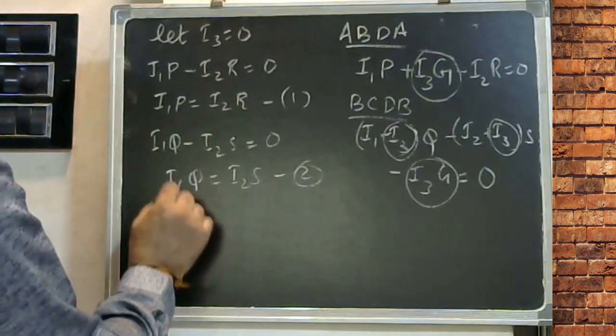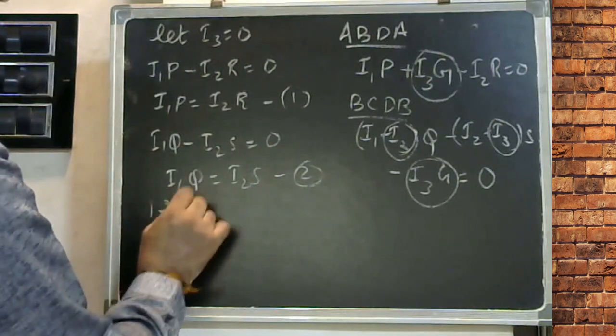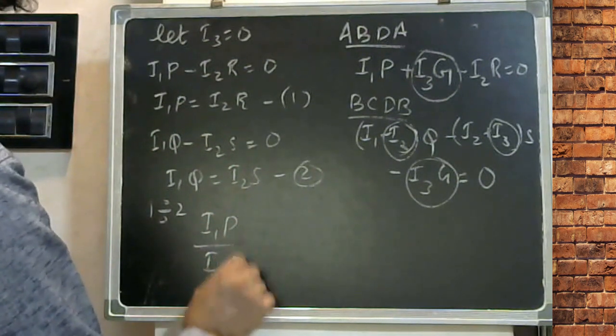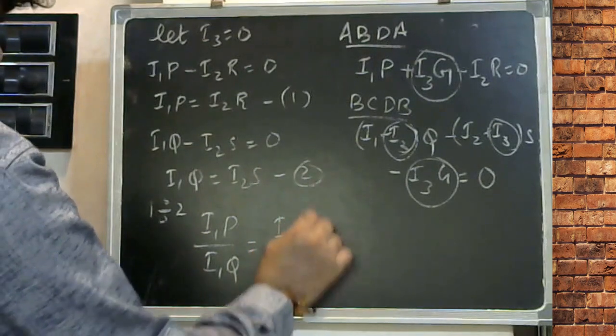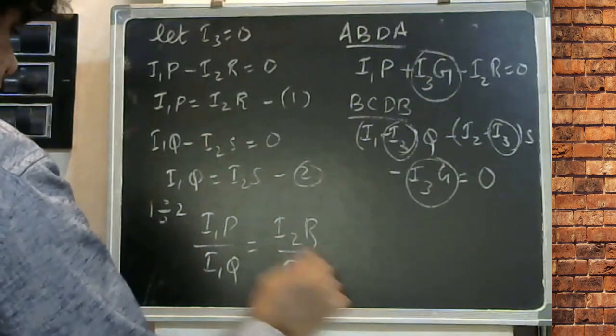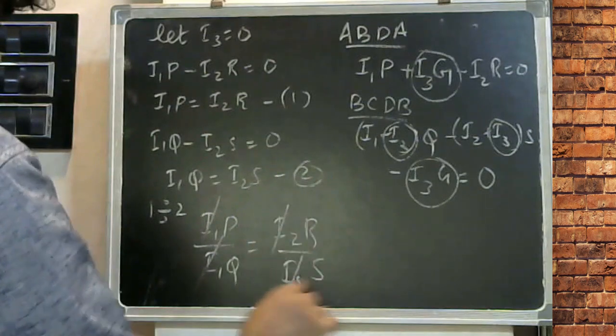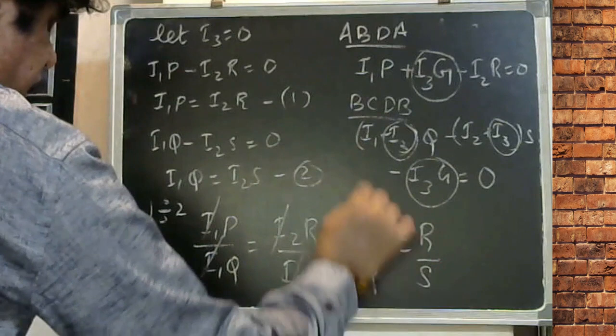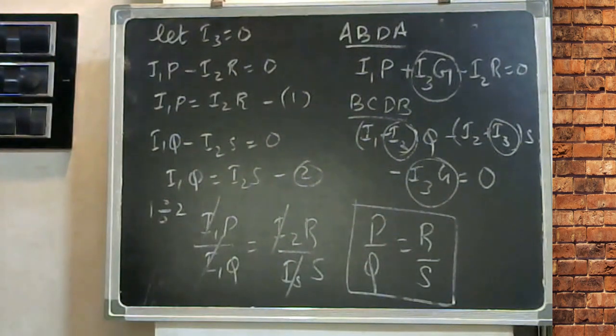Now divide 1 by 2. So you get I1P divided by I1Q equals I2R divided by I2S. I1 gets cancelled, I2 gets cancelled. So P by Q is R by S. So that's what we have to prove. When I3 is 0, P by Q is R by S. Or when P by Q is R by S, I3 is 0. This is a derivation for the balanced condition of the Wheatstone bridge using Kirchhoff's law. This is a derivation which came in the board this year also.